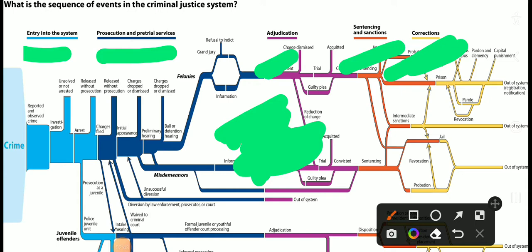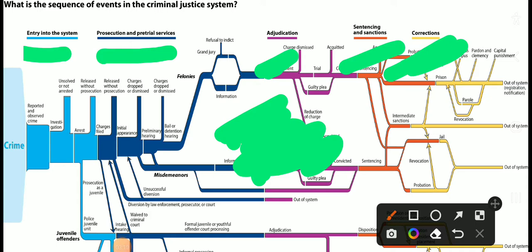What is probation? The action of suspending the sentence of a convicted offender and giving the offender freedom during good behavior under the supervision of a probation officer.